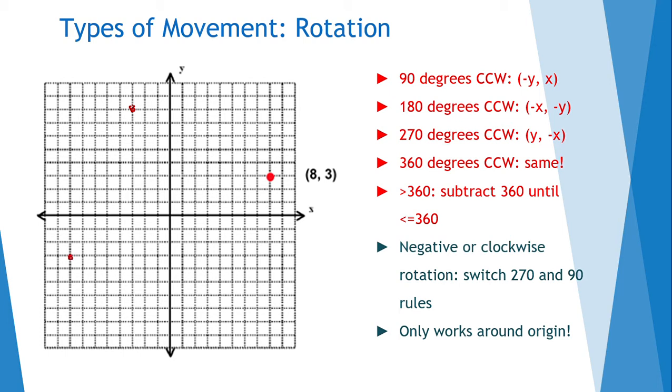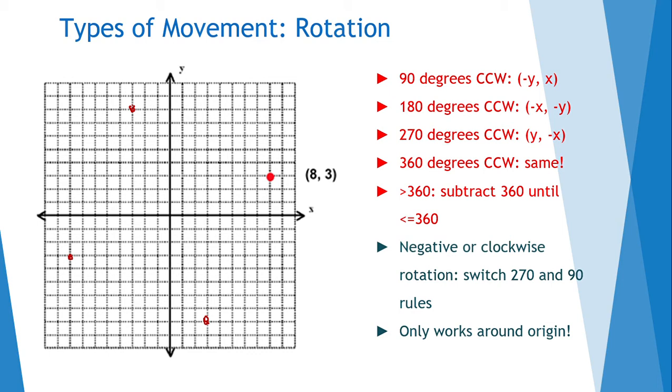And finally, 270 degrees. If we rotated a point (x, y) 270 degrees, we'd end up at (y, -x). And if we rotate this 270 degrees, we'd end up at (3, -8), which all checks out. Finally, a 360-degree rotation is the easiest. You end up where you started.